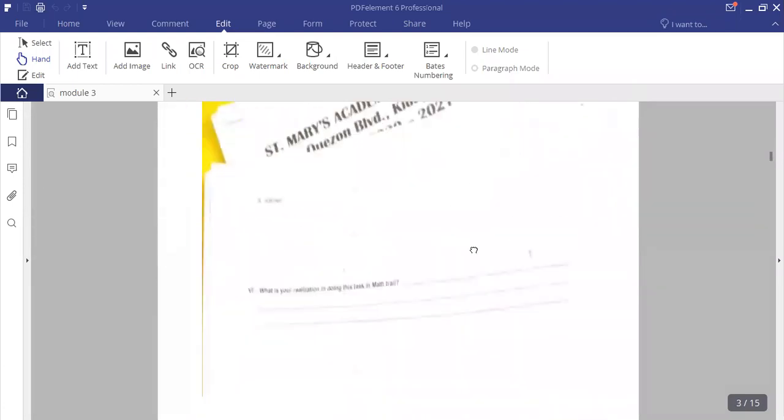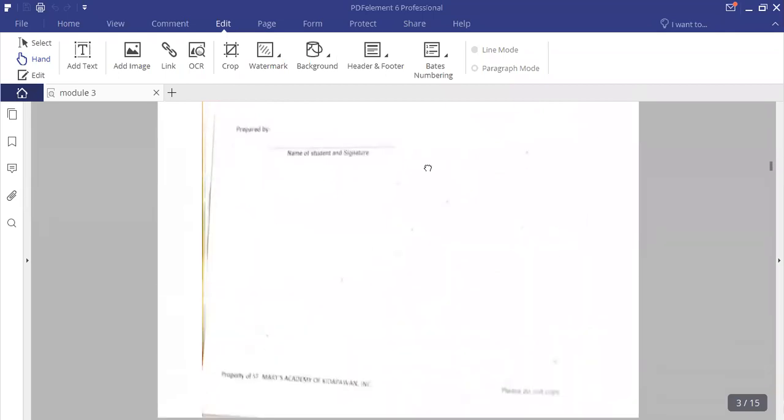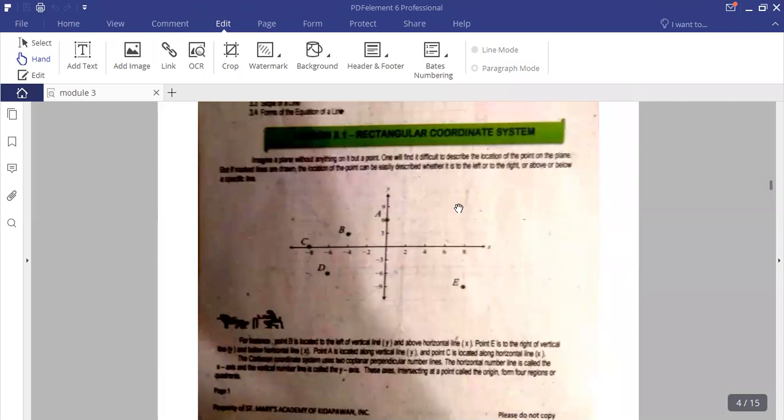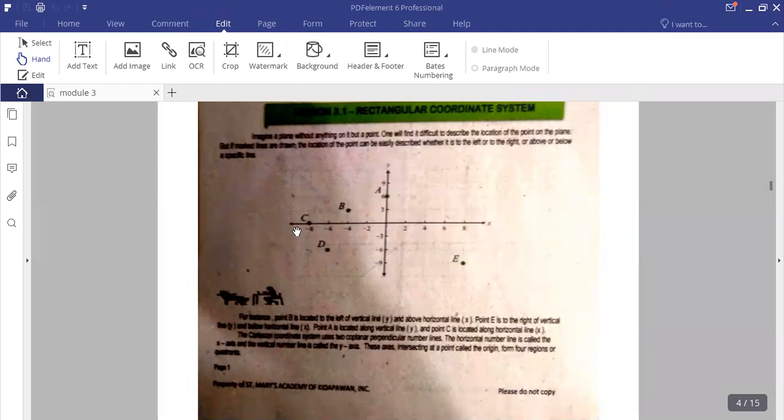Okay. So, I hope you're done with that and ready to listen or watch this video about the rectangular coordinate system. Everything about this module is all about the Cartesian plane. So, this is a Cartesian plane, okay? That is a Cartesian plane. So here, this is the x-axis and this is the y-axis.